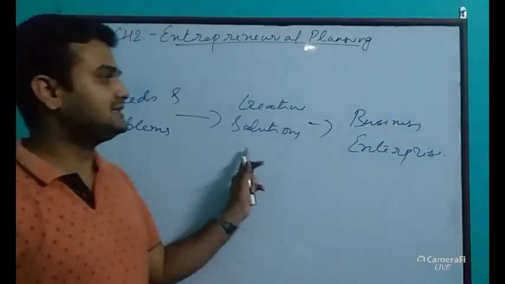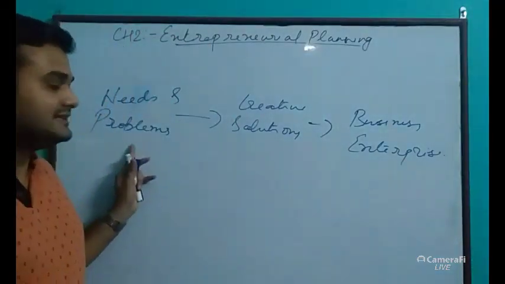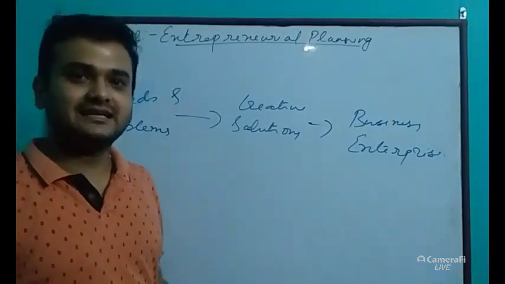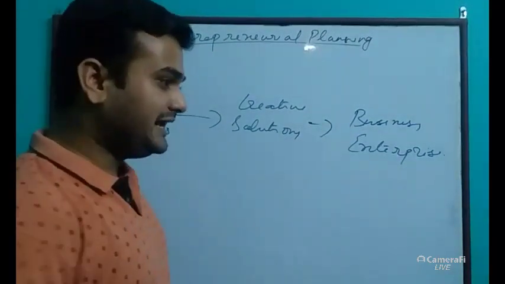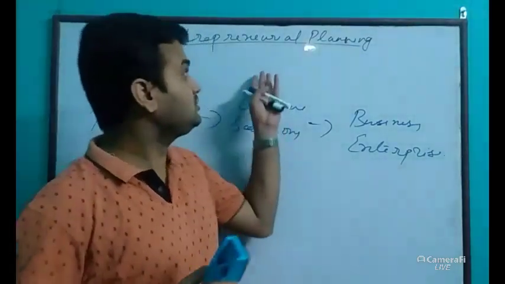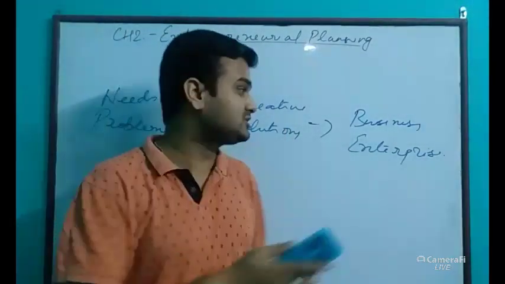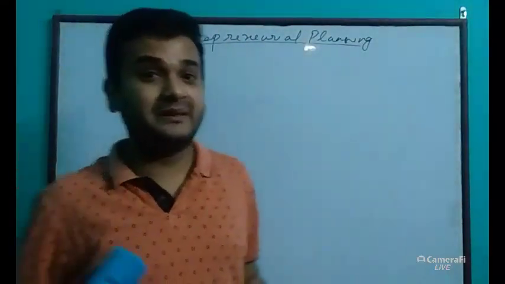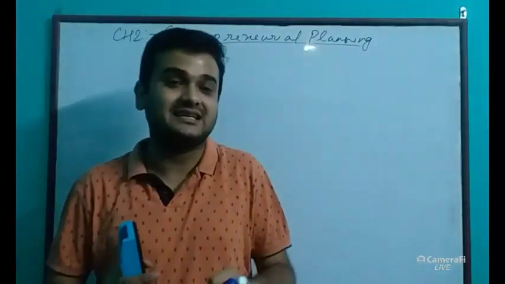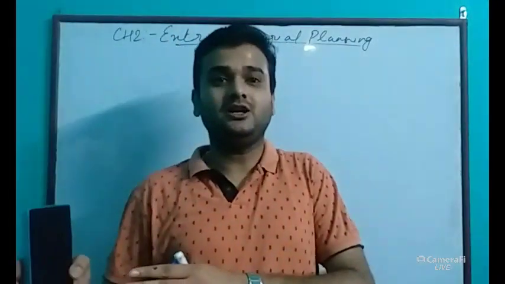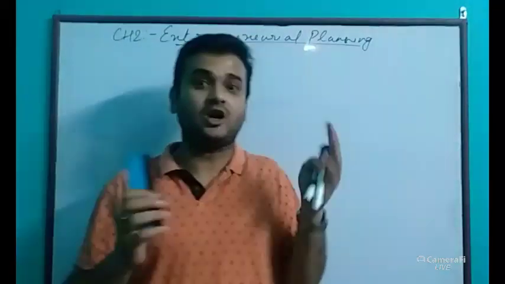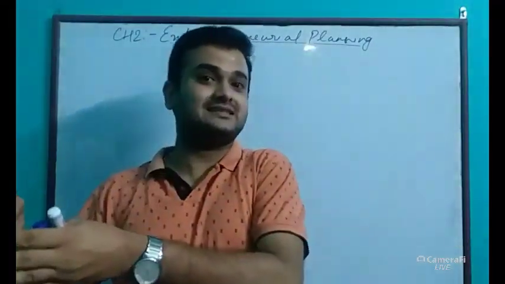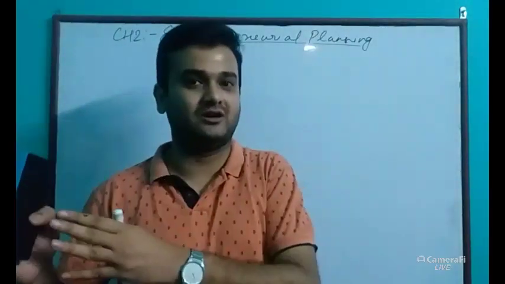There are needs and problems. You apply your creative solutions to these needs and problems, and then you get a business opportunity. Is it clear? But today we are going to study entrepreneurial planning, which covers the different forms of business options available to entrepreneurs. In the first chapter we saw how an idea emerges. Now it depends on the entrepreneur in which type of business the entrepreneur wants to get involved.